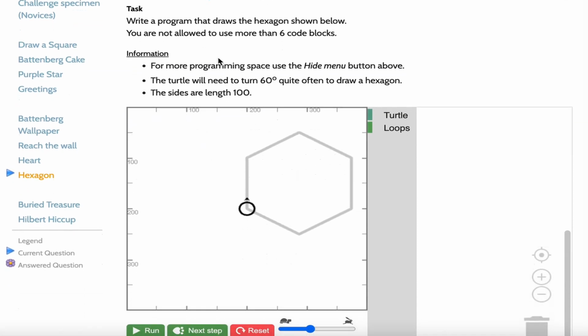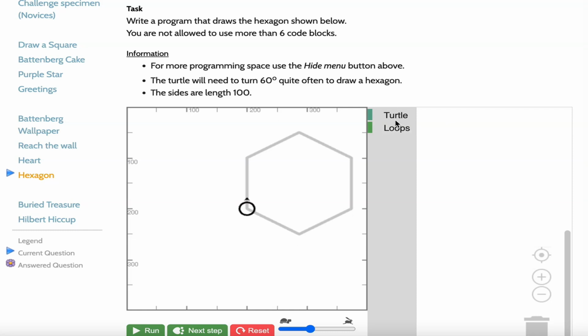Now, the first bit of information is the same information being provided in most of the questions, which is to use the button hide menu to create more programming space. The second and third bits of information are very helpful. The second one says that the turtle will need to turn 60 degrees quite often to draw a hexagon, and the third says that the sides are length 100.